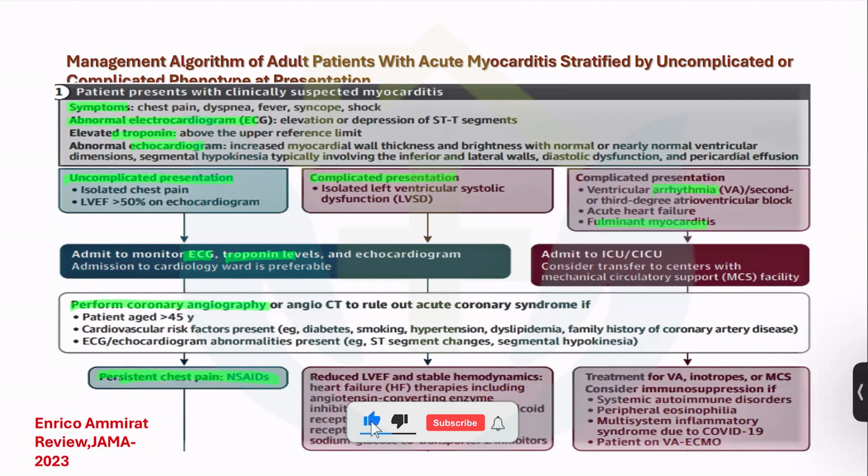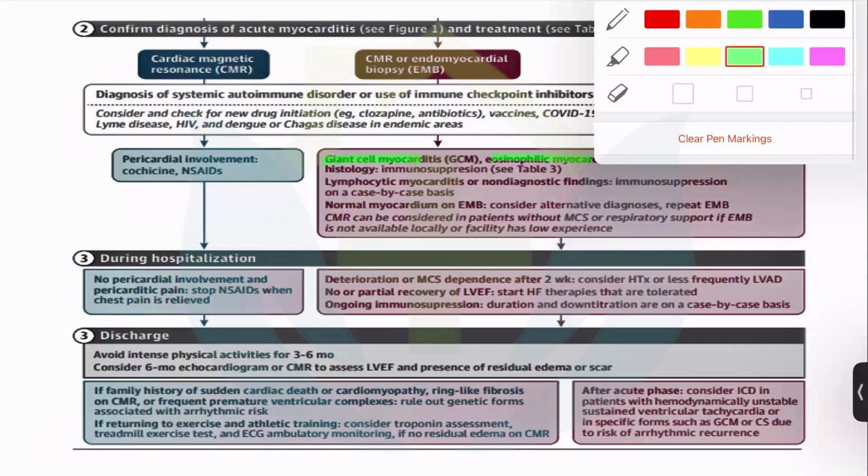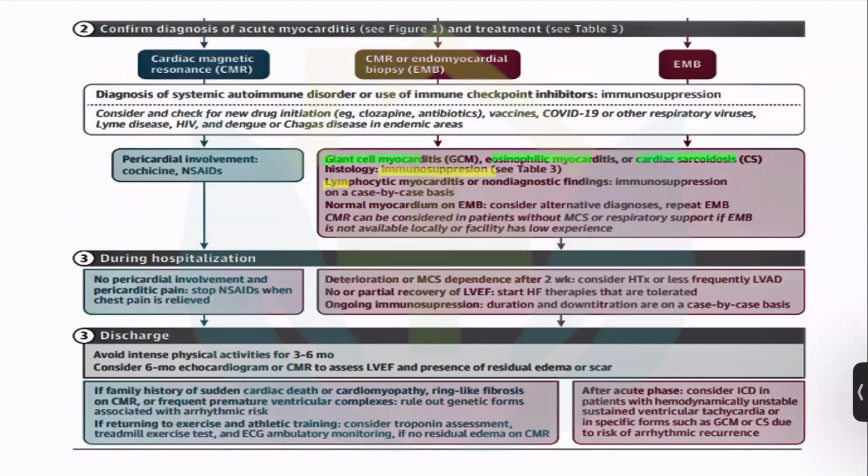The next question is when to use the steroids. As I told in the first slide, that is the most important question. Giant cell myocarditis, eosinophilic myocarditis, cardiac sarcoidosis, you have to use immunosuppression. Lymphocytic myocarditis is case by case basis. Cardiac MRI can be considered in patients without mechanical cardiac support if the EMB is not available locally, or the facility has low experience. So this is an obvious indication of cardiac MRI. If your diagnosis is suspicious or if the EMB is not available, then you can go for a cardiac MRI. So cardiac MRI is not recommended in every case.